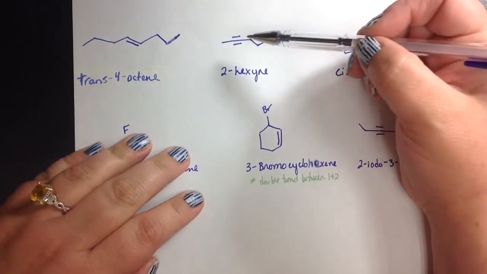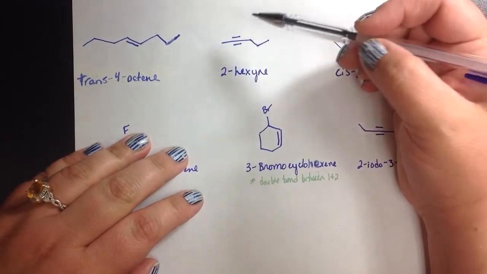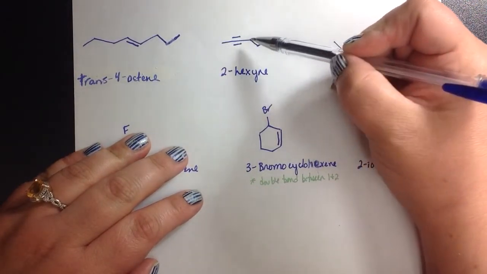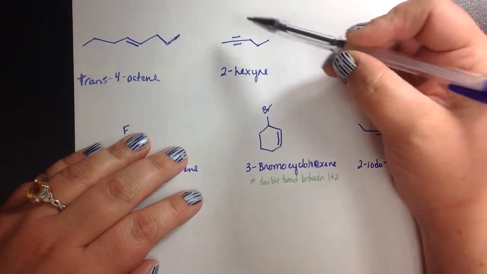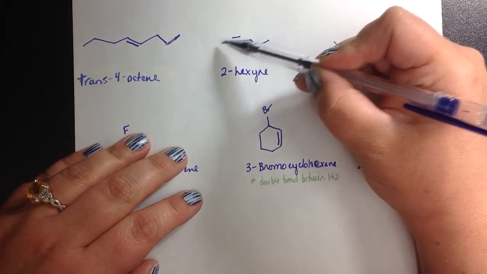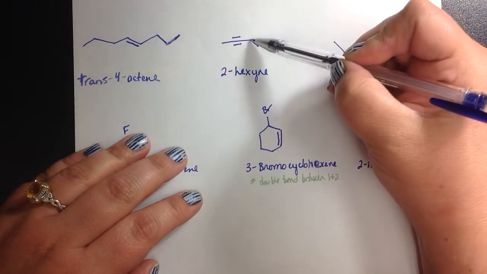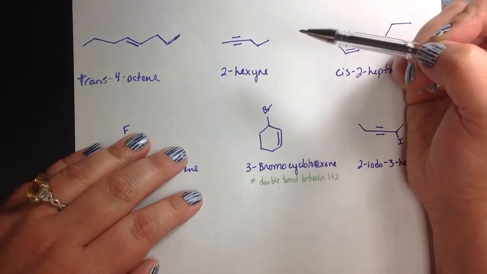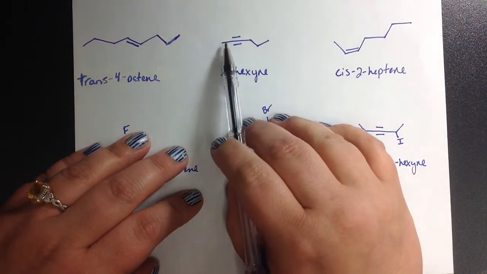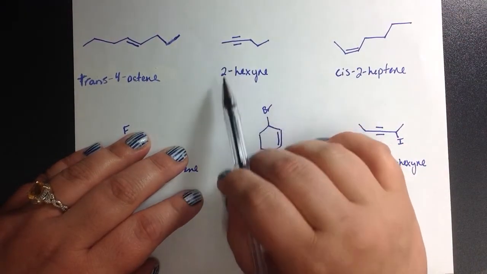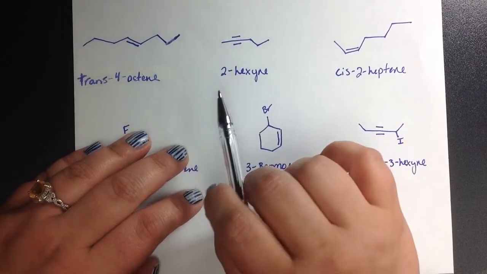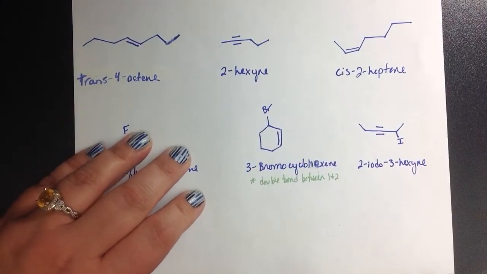Okay, let's go back to an alkyne. You can see this side is going to get us to our triple bond the fastest. So we're going to label this again. 1, 2, 3, 4, 5, 6. So this becomes 1, 2 is the lowest number. 2-hexyne. Okay.